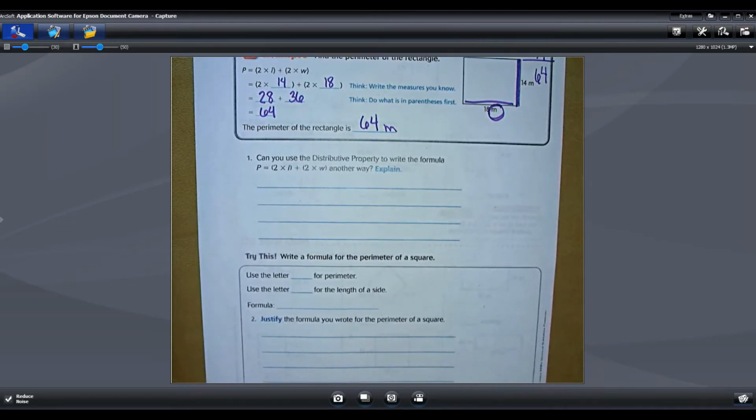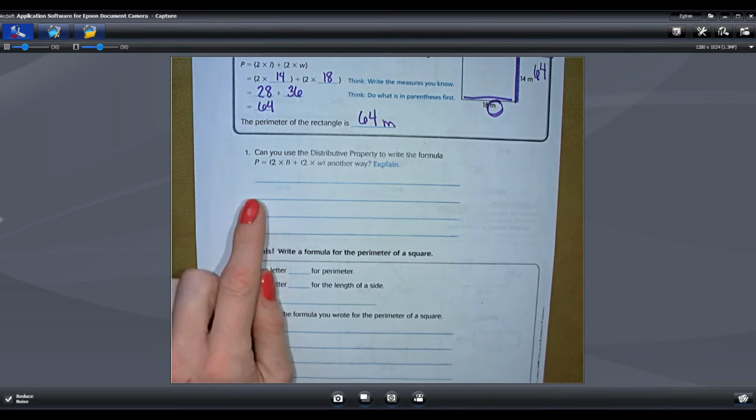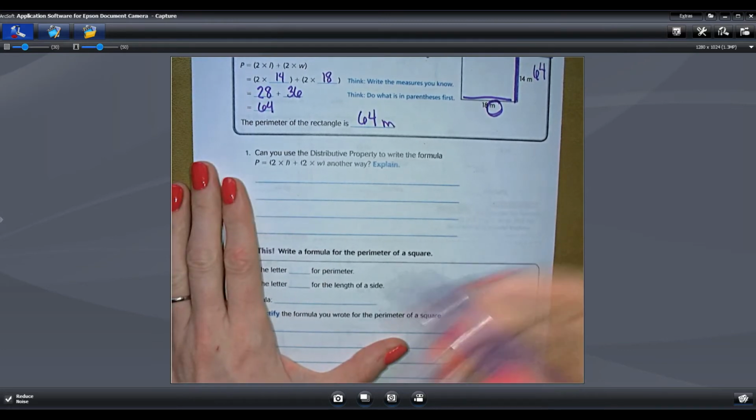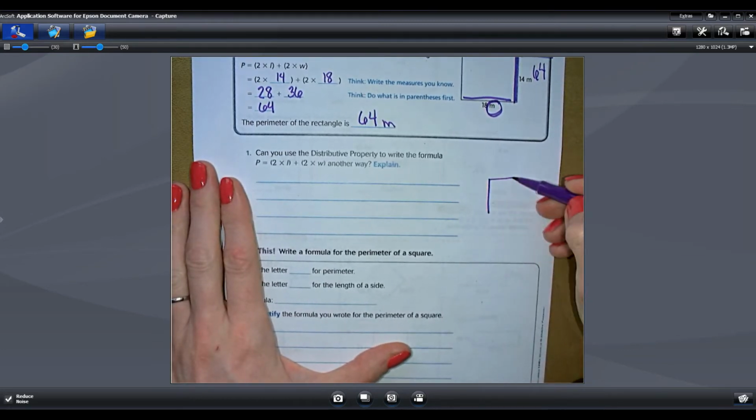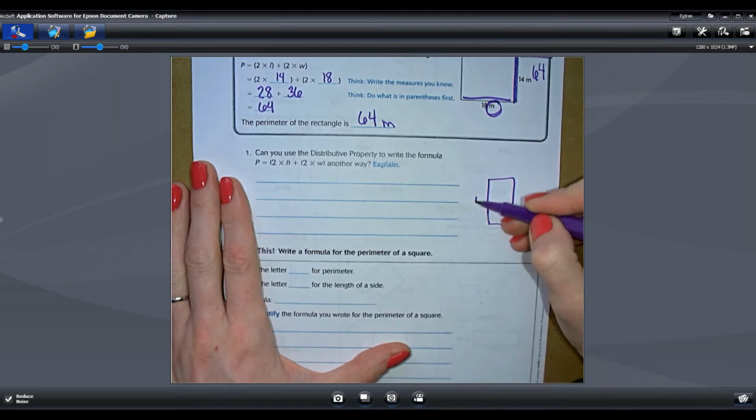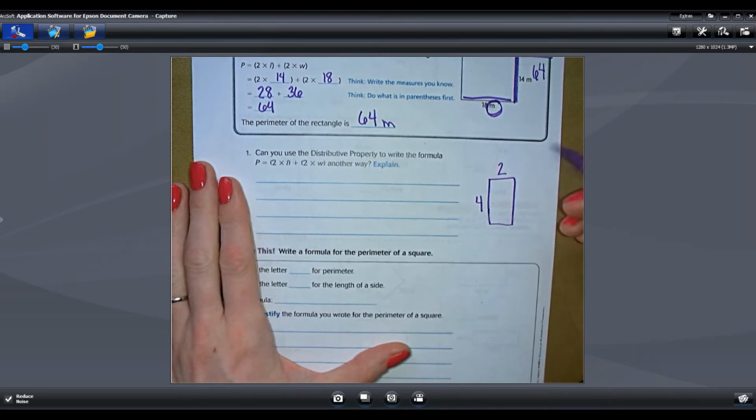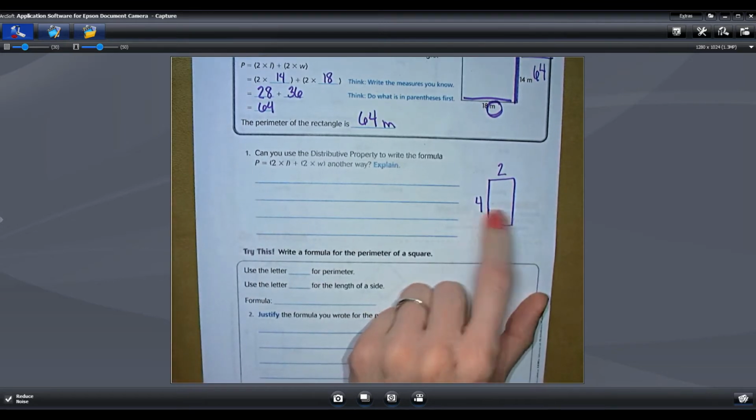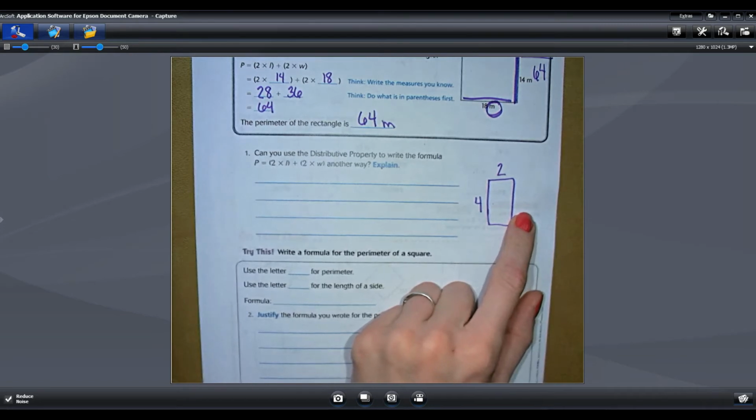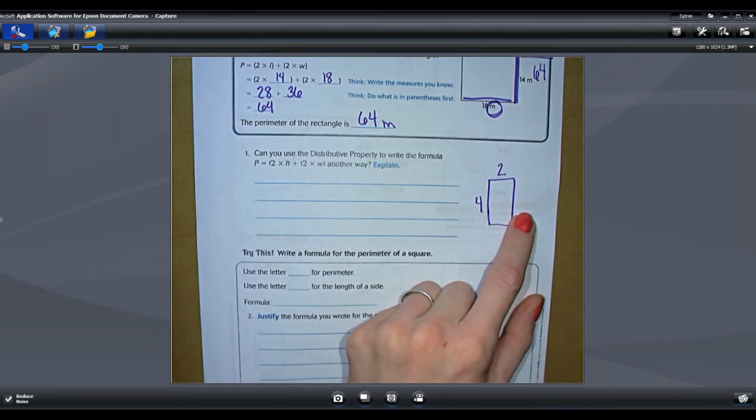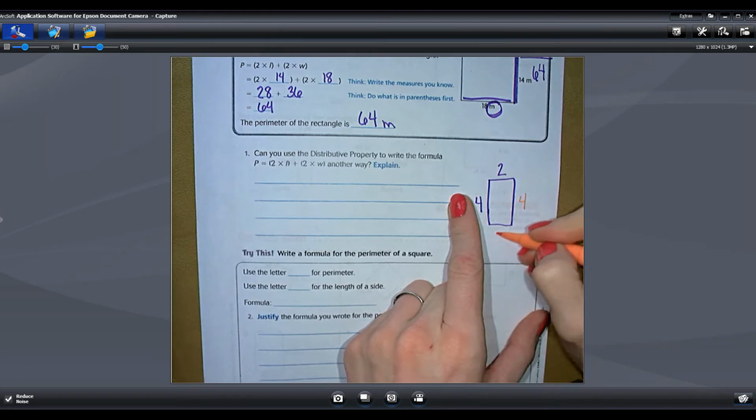Okay, use the distributive property to write the formula another way. Okay, another way. What's another way we could write this? Okay, I'm going to make a little example problem over here with small numbers. This side's 4, this side's 2. Another thing you can do, because you know that if this is 4, then this is 4 over here, I'll fill it in a different color. And if this is 2, then this is 2 down here, right?